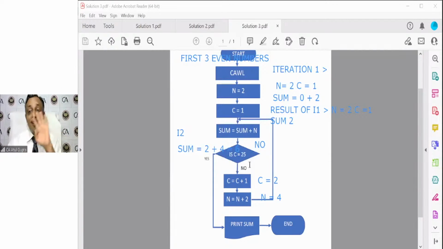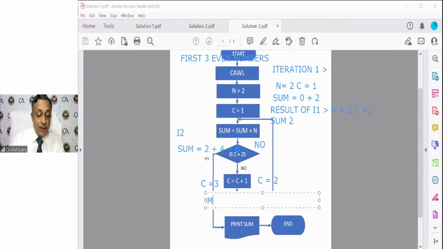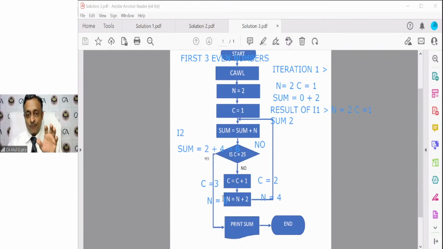Is C 3? No, C is still 2. So you add C plus 1. So now the value of C is what? In the third phase, C is 3. What is the value of N? It is 4 plus 2, 6. So now N is 6, C is 3. Again, you take the arrow from here, you again go up here. Sum is sum plus N.